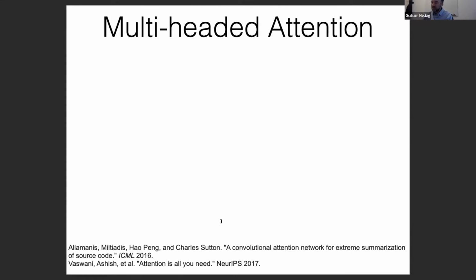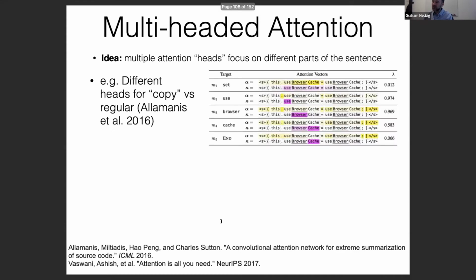Another very common improvement used in most models nowadays is multi-head attention, where the idea is that we have multiple attention heads that focus on different parts of the sentence. So this is an example with two attention heads, and the two attention heads each have a different function.